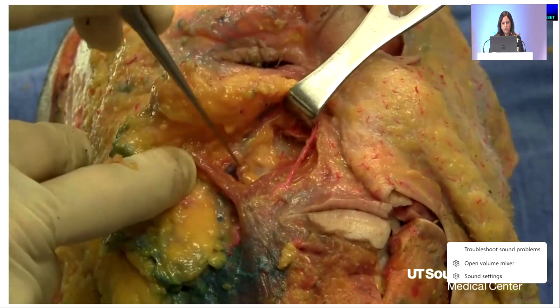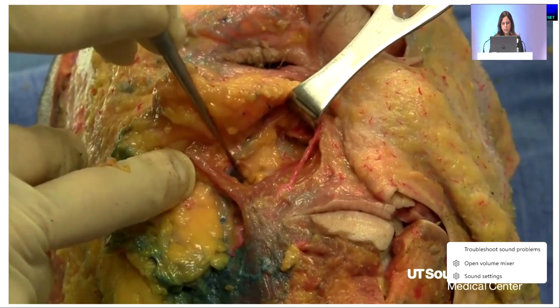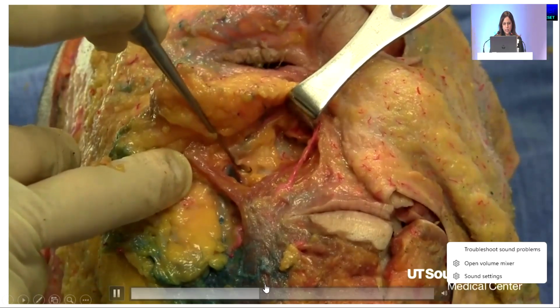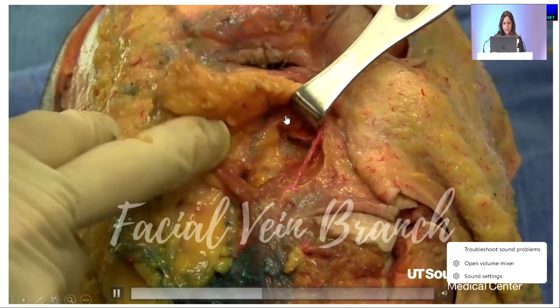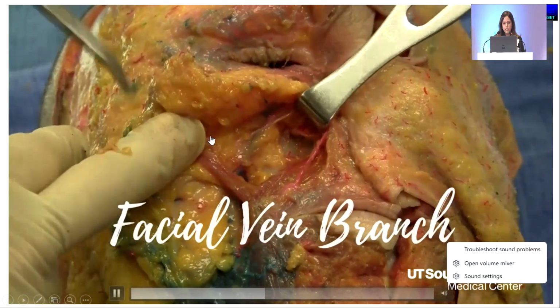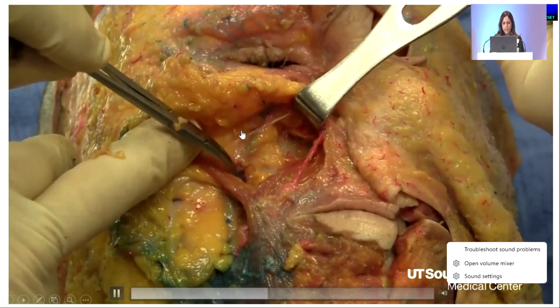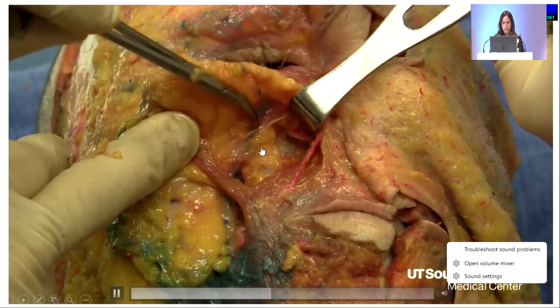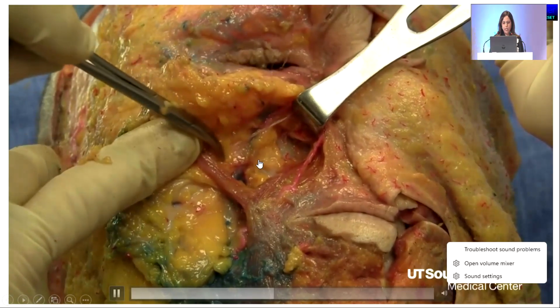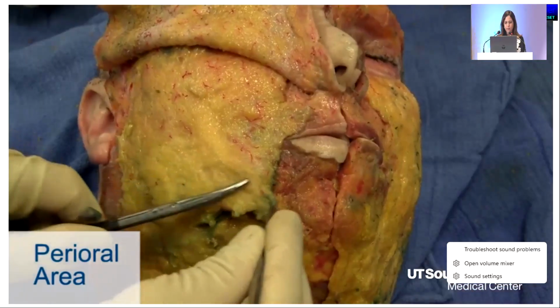The next important structure to remember here is this vein, which we can see here, the bluish vein, the facial vein branch. It is in the superficial fats. So again, injecting deep here into the deep malar fat pad helps, and obviously aspiration is the key.